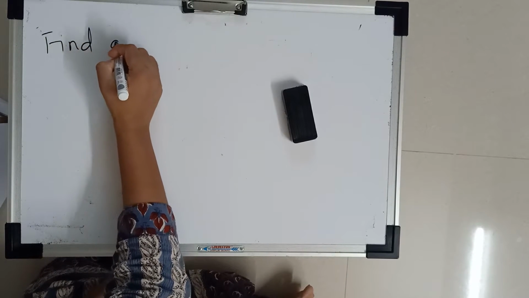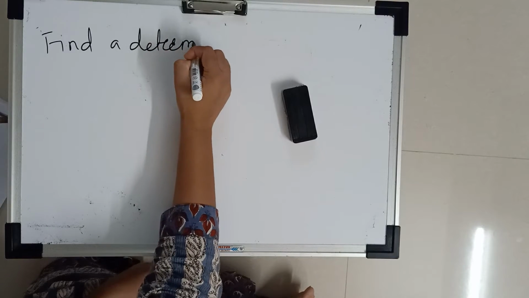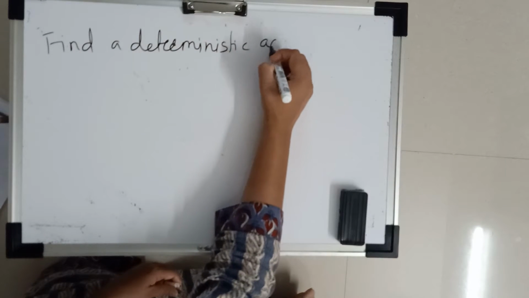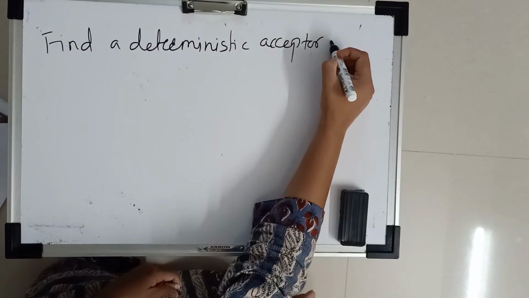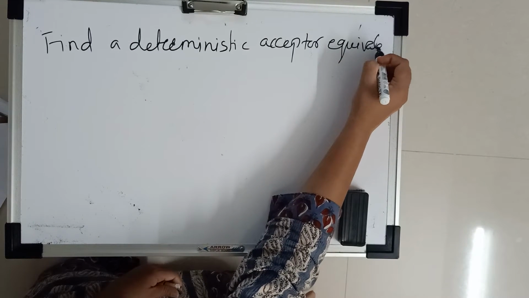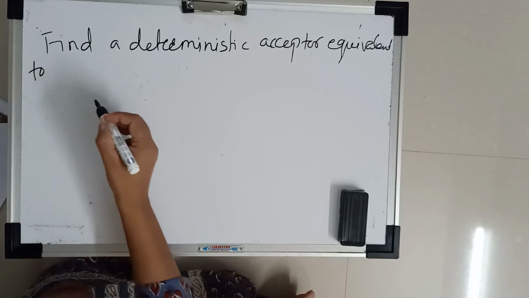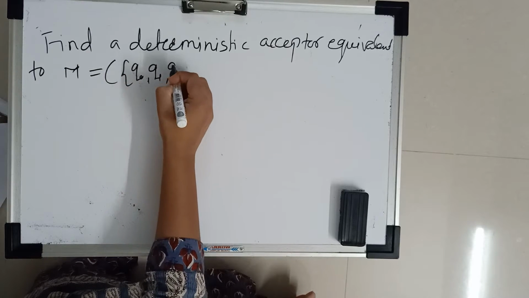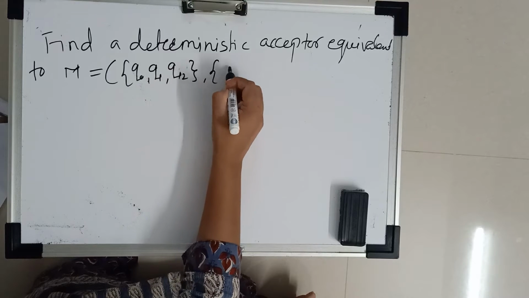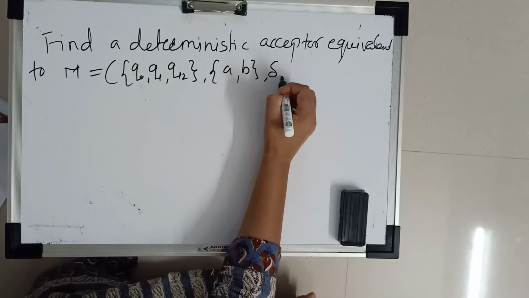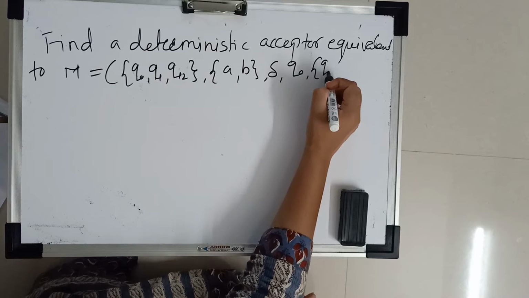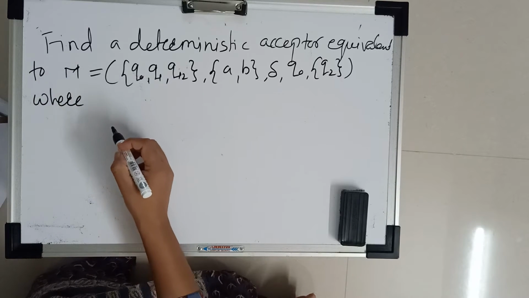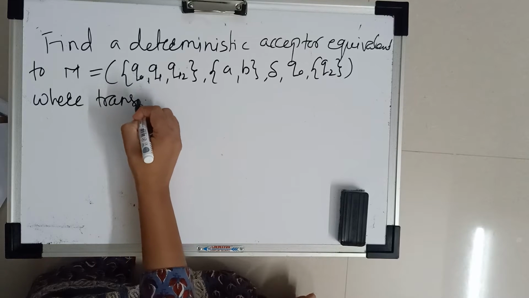Find a deterministic acceptor equivalent to M equal to (Q0, Q1, Q2), {a, b}, delta, Q0, Q2, where the transition diagram is given.